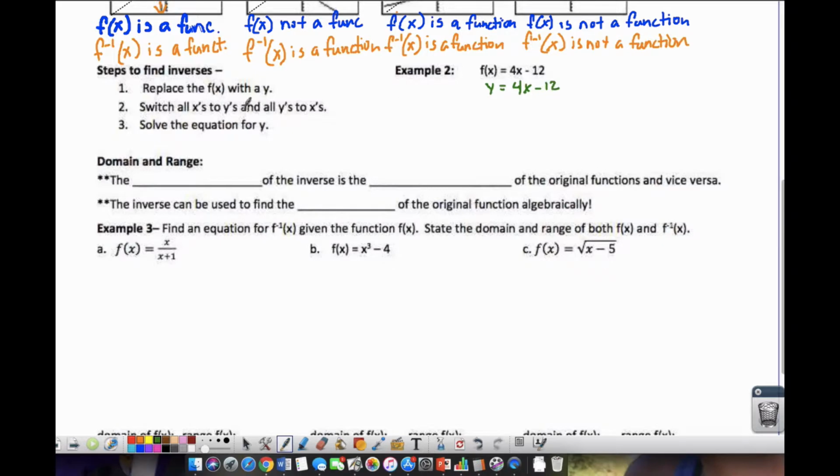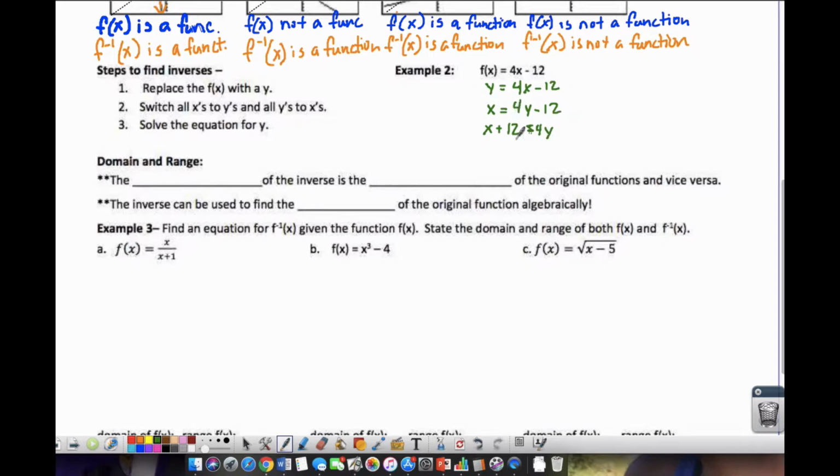But now we're going to switch all the x's to y's and all the y's to x's. So this would become x equals 4y minus 12. And now we're going to solve. So now I have x plus 12 equals 4y. That is an equal sign there.